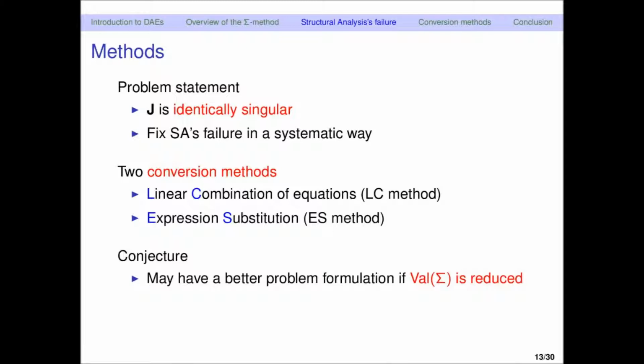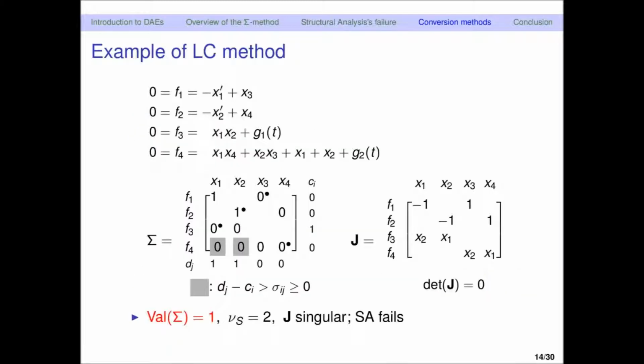So both methods can kind of fix your toy example. So we have this conjecture: if the value of sigma is decreased, then we might have a better problem formulation on which our method succeeds. So let's take a look at the first method, the LC. We have this DAE, apply the analysis. No surprise, we get a singular Jacobian. So the value of sigma is 1. It fails. It just fails.